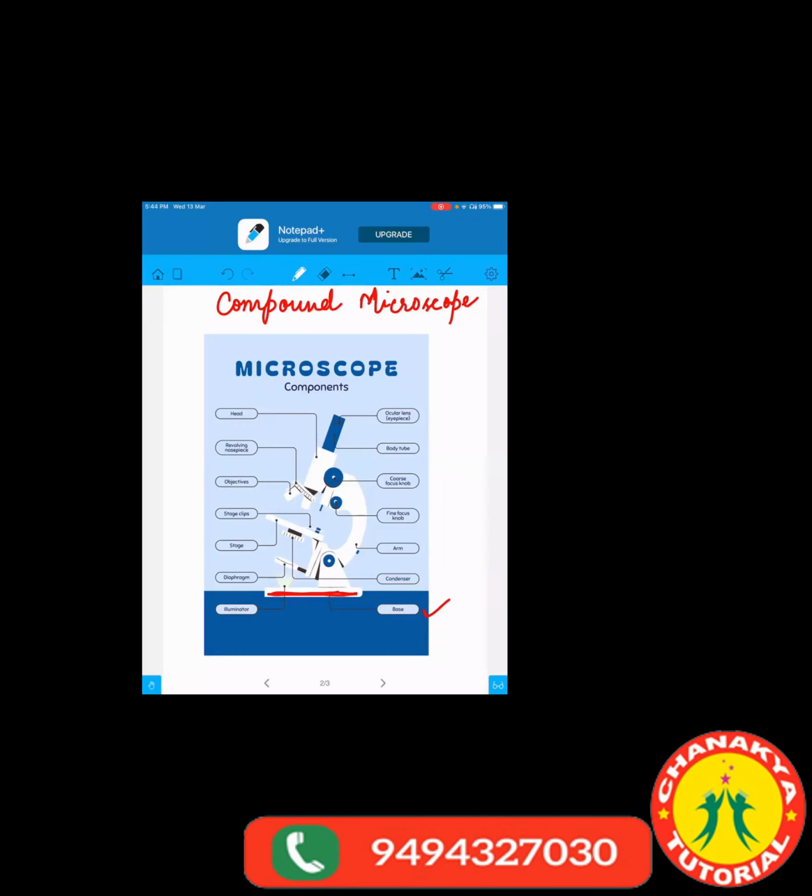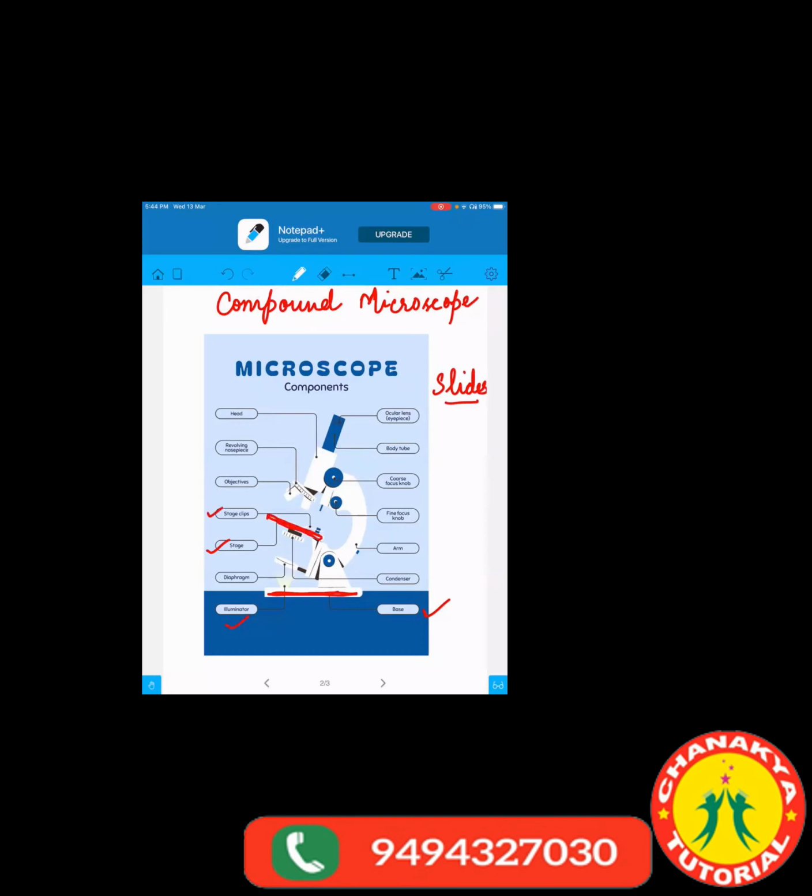Then the next one is the illuminator. Illuminator is basically the light. So the light which reflects from the mirror, that is the illuminator. Then the stage. What is a stage? Stage is a place where the slides will be kept. You might have seen the slides, right? The slides of the different microorganisms. So those slides will be kept where? Here they will be keeping the slides.